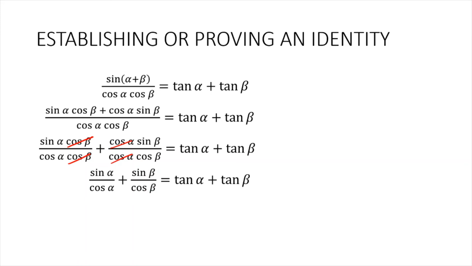And then from the ratio or the quotient identities, we know that the ratio between sine and cosine is the tangent function. So for the first term, this is equivalent to tangent alpha. Second term is tangent beta. And so we have established the identity.